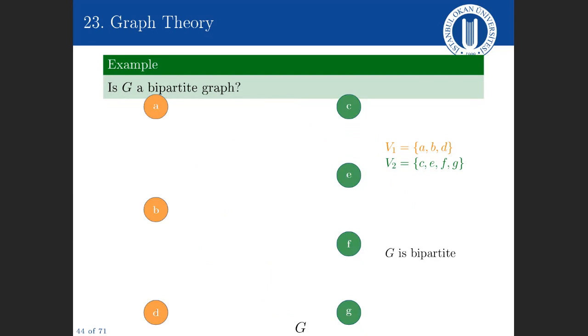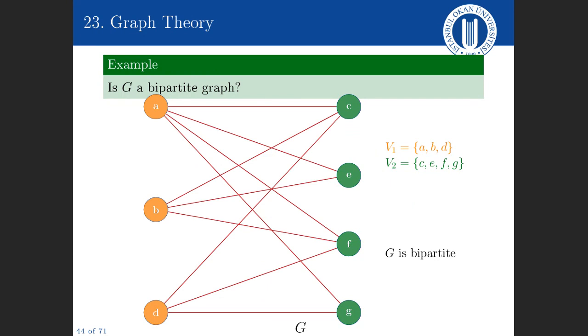If we wanted to, we could show it like this. We could draw all the orange vertices on the left, draw the green vertices on the right, and then draw exactly the same edges that we had before. Every edge goes from an orange vertex to a green vertex. This graph is bipartite.